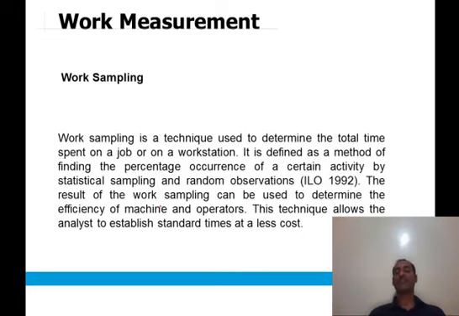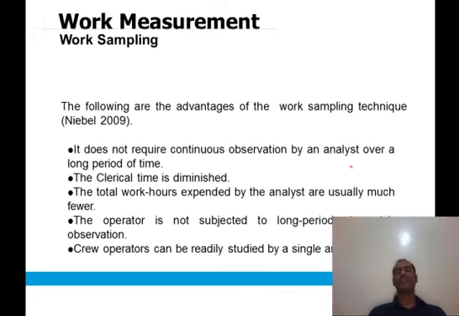The results of that observation of the behavior of the work can be used to calculate the efficiency of machines and the efficiency of the operator. These techniques allow the analyst to establish standard times at least cost, because finally we will determine the standard times from the work sampling, from observation of some activities on the location. The following are the advantages of the work sampling technique.